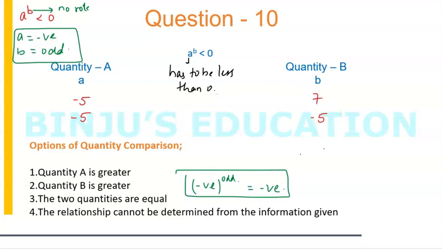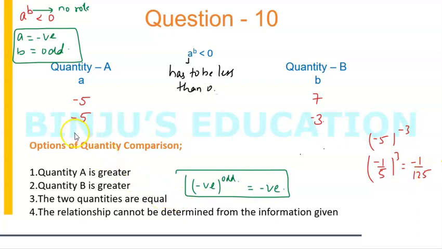If you're having a hard time understanding what's minus 5 to the power minus 5, take it to be minus 3. This is also fine. So you will have minus 5 to the power minus 3. So this is minus 1 by 5 to the power 3. This is minus 1 by 125. This is again negative.